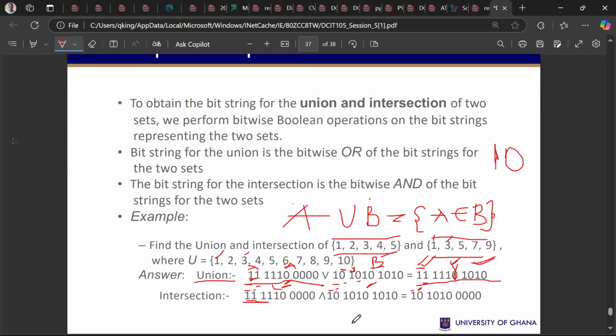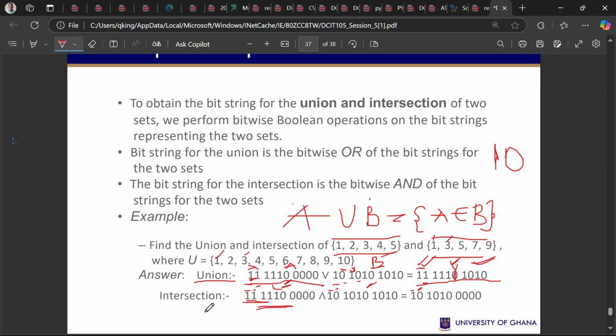But when you are dealing with the intersection, it is only if the first element has 1 component. If it is 1 and the other place is 0, it does not hold. But if both are 1, that is when it becomes 1.